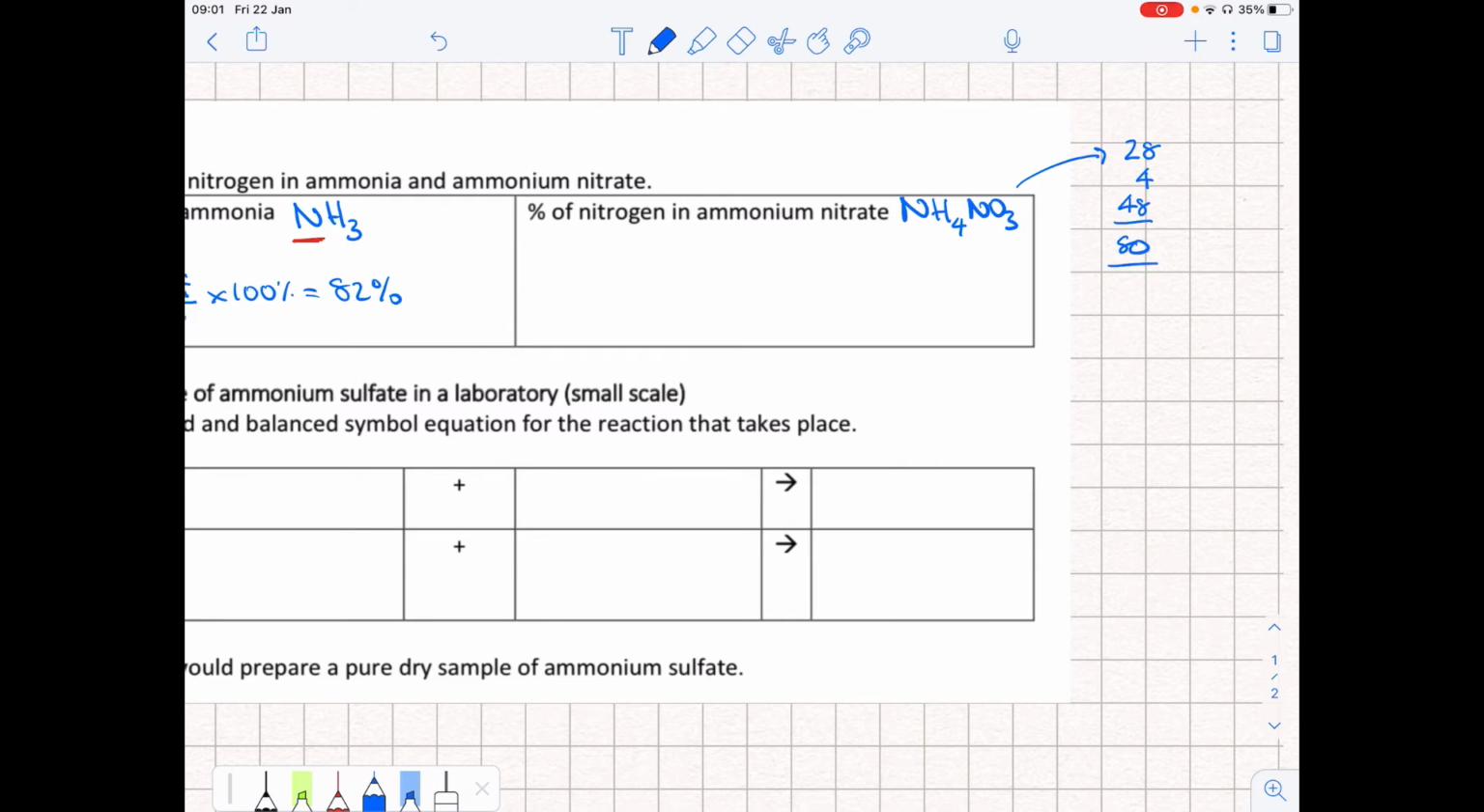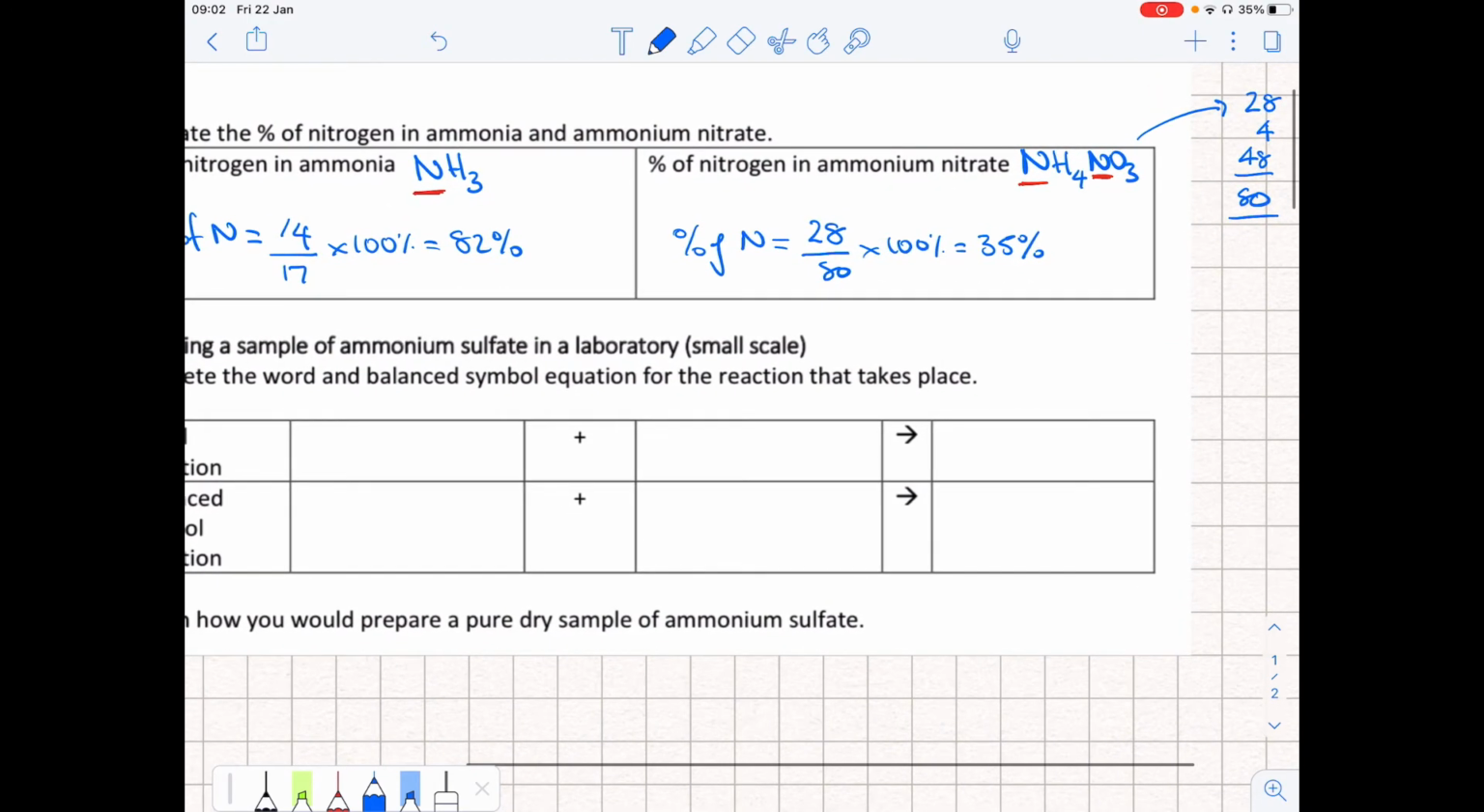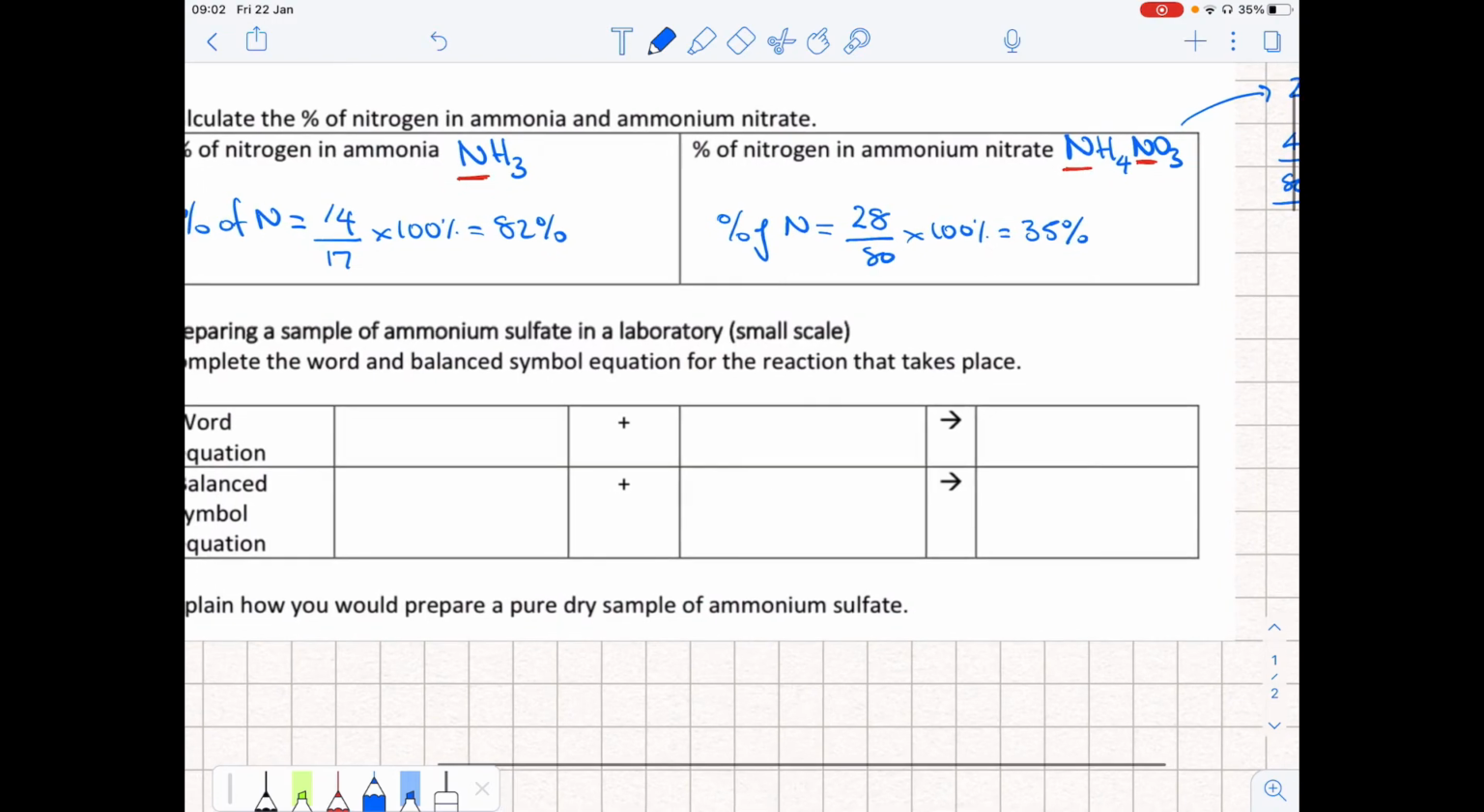Then we use our same equation. The percentage of nitrogen is going to equal the mass of nitrogen in the formula. Now remember, you've got 2 lots of nitrogen, so the total mass of nitrogen in that formula is 2 times 14, which is 28, divided by 80, and then multiplied by 100. That's going to give you a percentage of nitrogen in ammonium nitrate of 35%. That's just to practice some of the calculations we're doing based on the chemicals that are used in the Haber process, but also to make fertilizers.